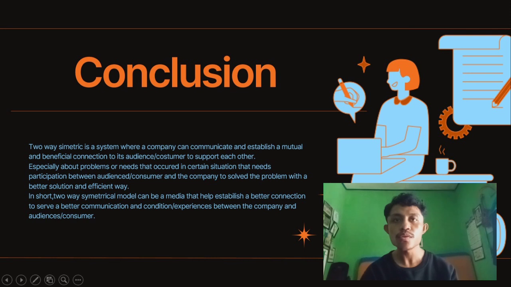In short, the two-way symmetrical model can be a medium that helps establish a better connection to serve better communication and conditions between the company and audience or customer.